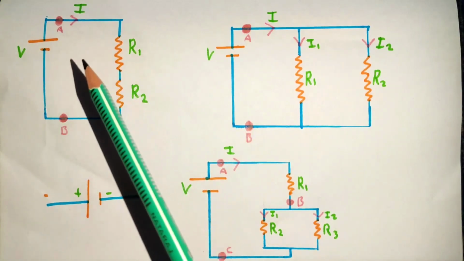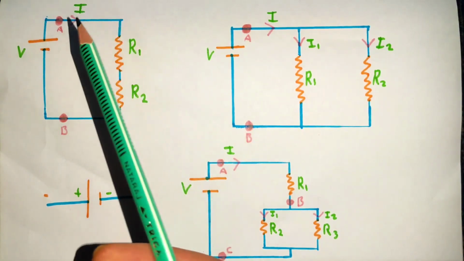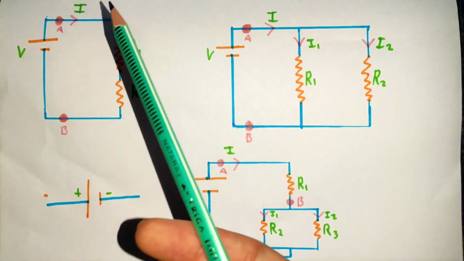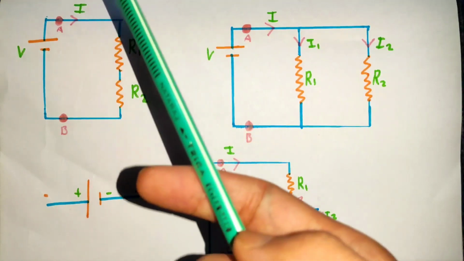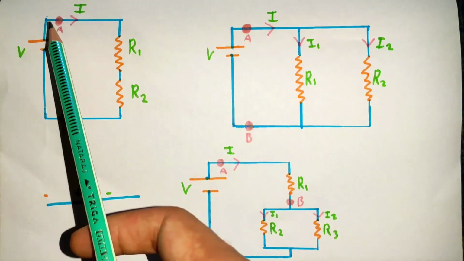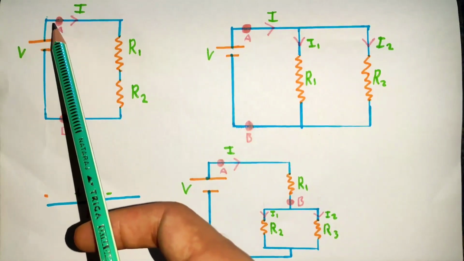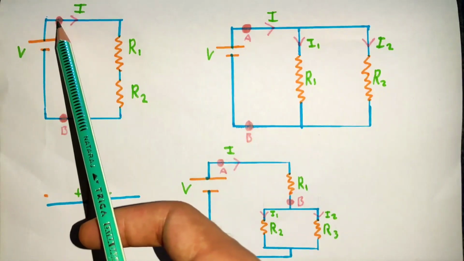After that, what is current? Current is the amount of charge that passes through some point. So if I want to calculate how much current passes through a point A, then I just have to calculate how much charge passes through point A in a single second.